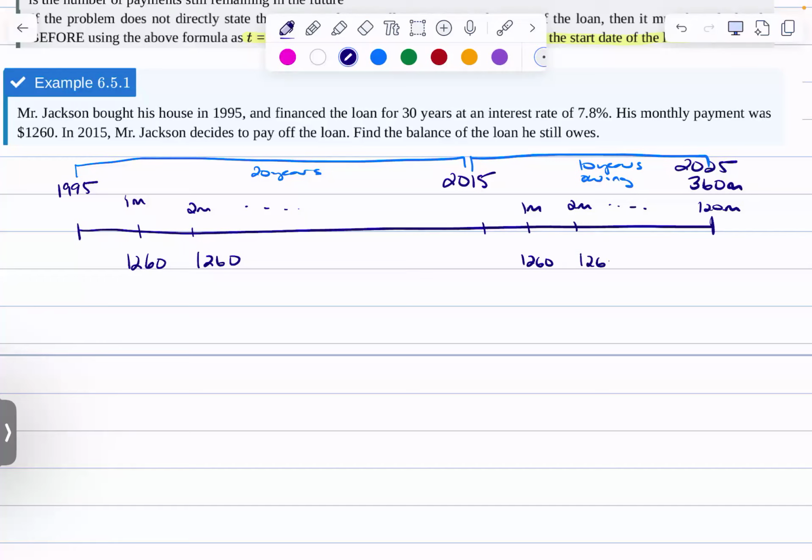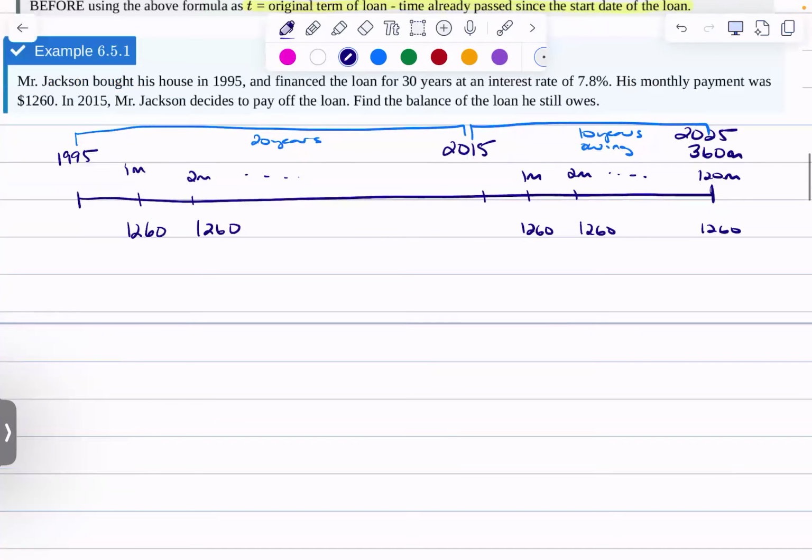1260, 1260, 1260. I guess 1260 here too.